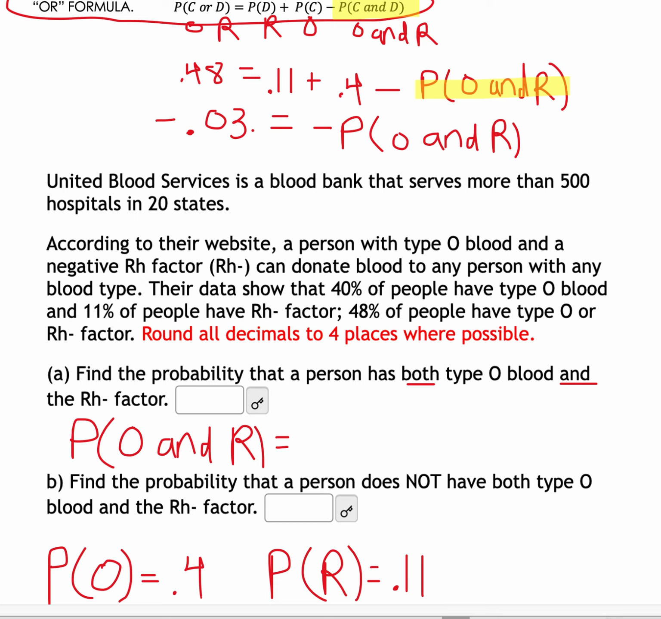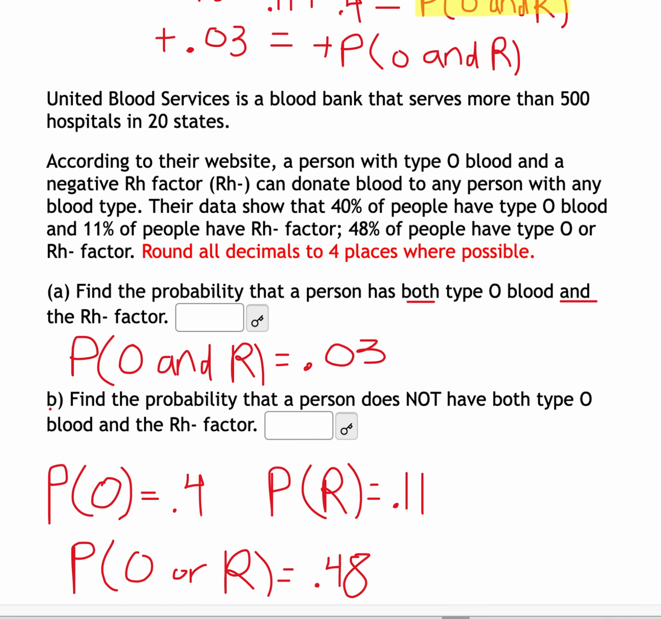Or another way you could do it is just thinking about this in terms of algebra. If I want to get rid of the negative sign, I just multiply both sides of the equation by negative 1. When I multiply negative 0.03 times negative 1, that changes to a positive. And when I multiply this side by negative 1, that changes to a positive. So I know that the probability of O and R is equal to 0.03.